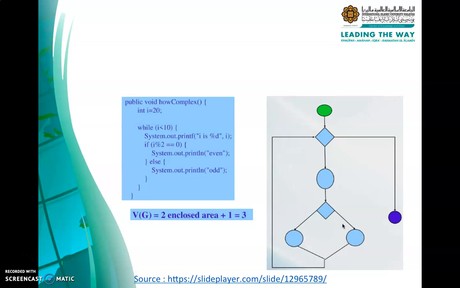So for example, in this one, we can easily calculate the cyclomatic complexity first by calculating the enclosed area. This is the easiest one. The enclosed areas, there are two in this case. This is the first one, and this is the second one. So 2 plus 1 is 3. So what is the independent path here? The independent paths, there must be 3.